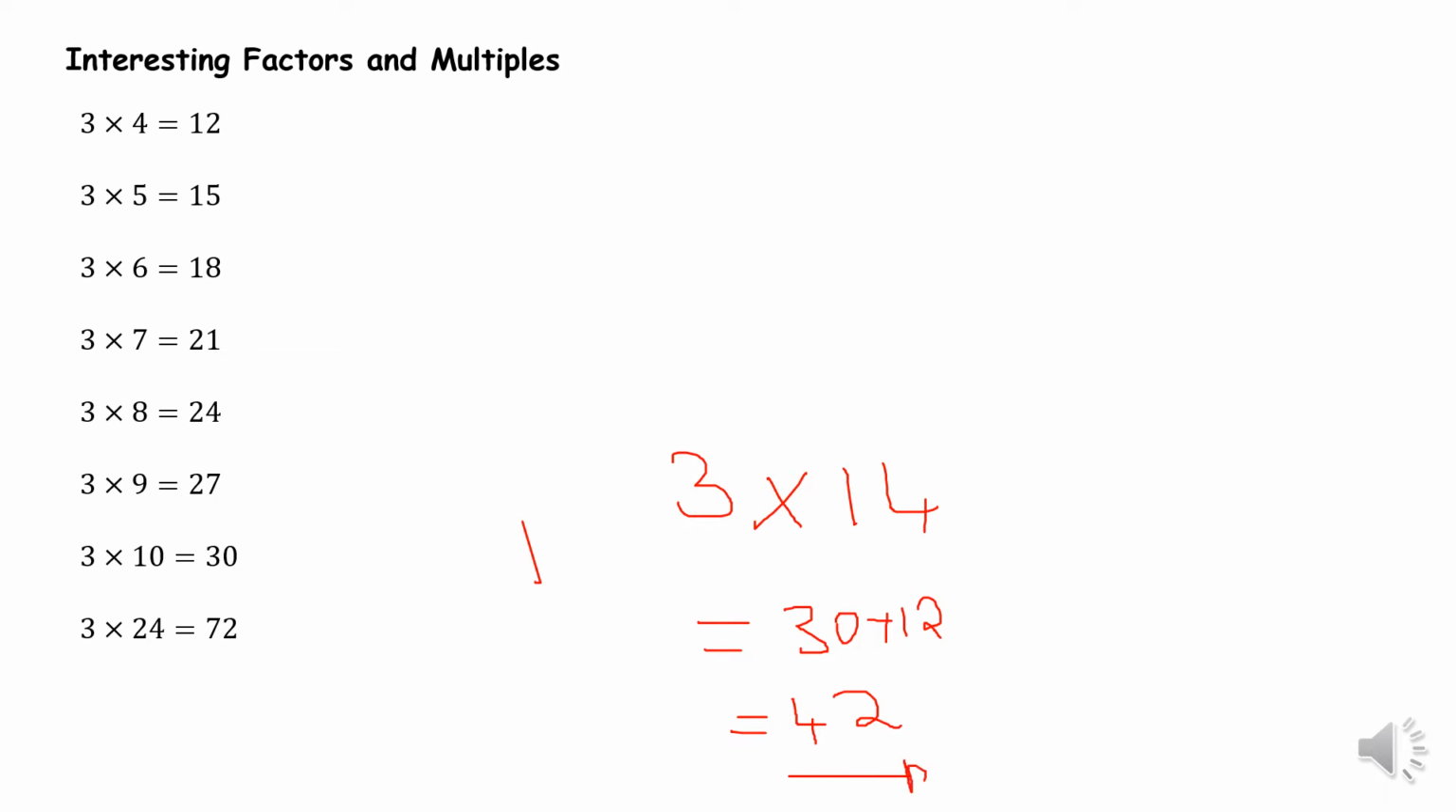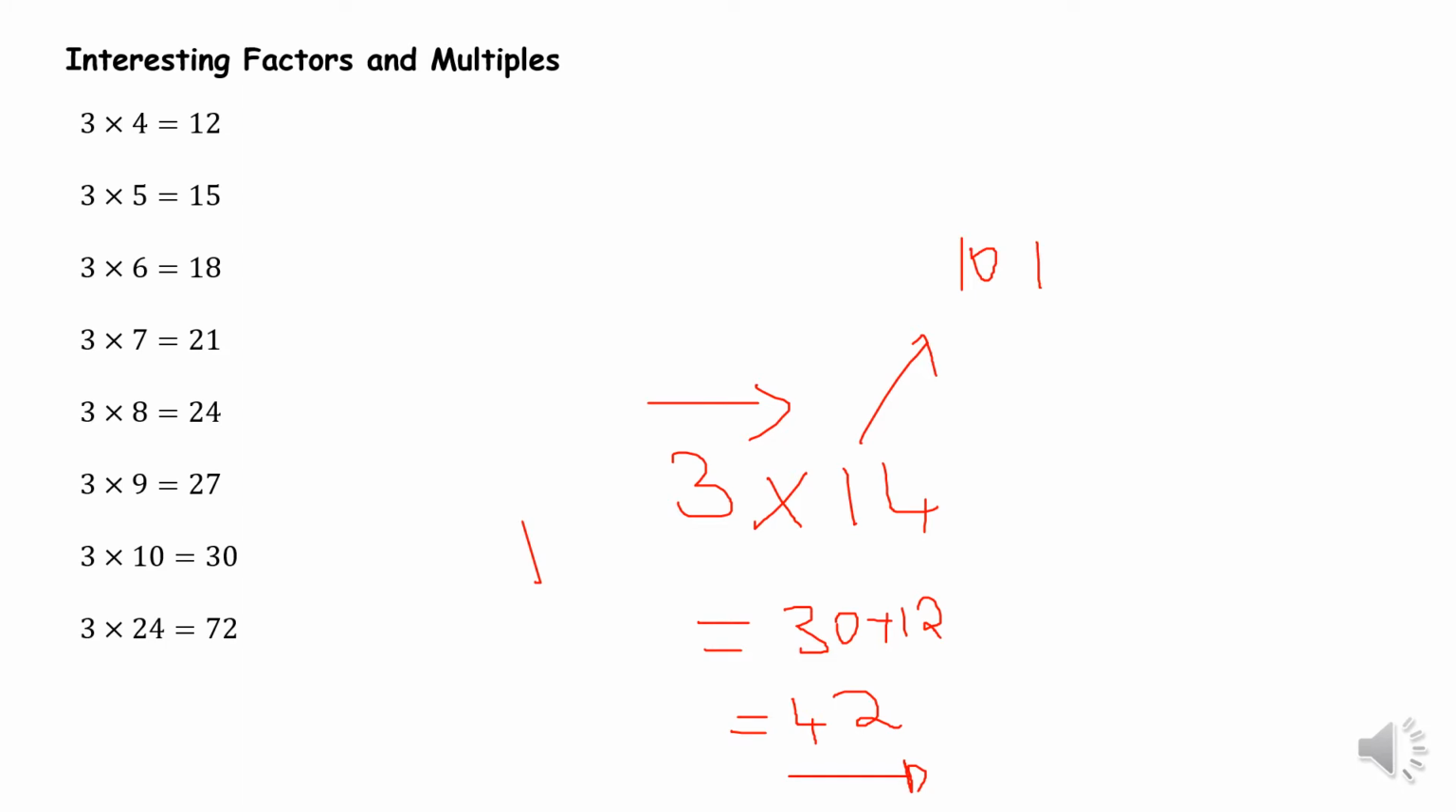For example, if you were to take the number 3 and multiply it by 14, the answer here will be 30 plus 12. So this answer will obviously give you 42. You see I multiply from the right to the left. What I'm doing here is, the number 14 in my eyes is nothing but 10 plus 4.